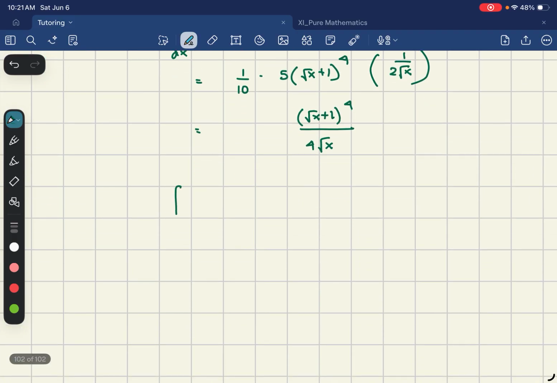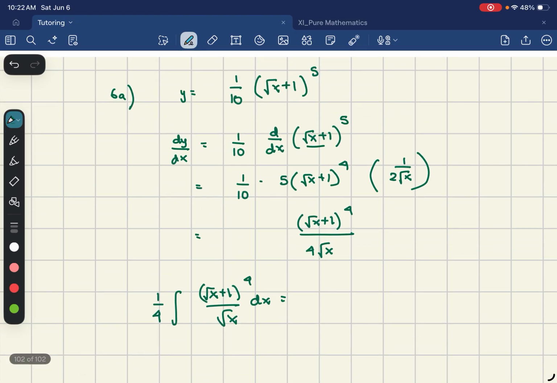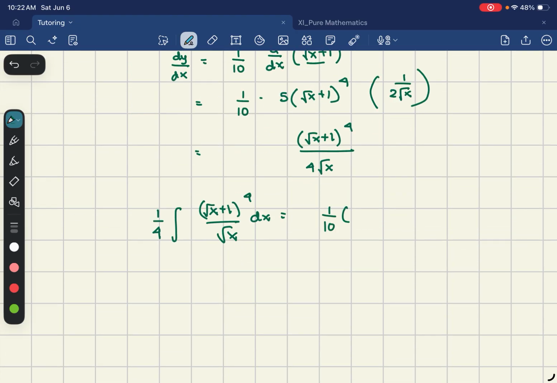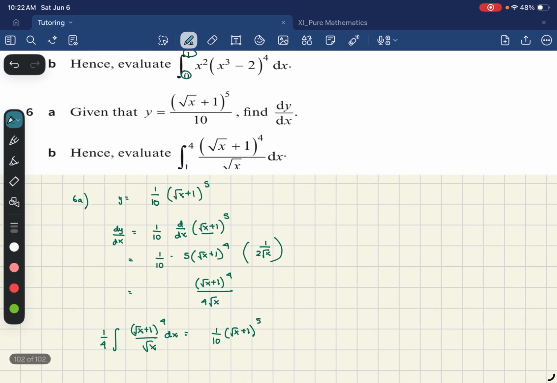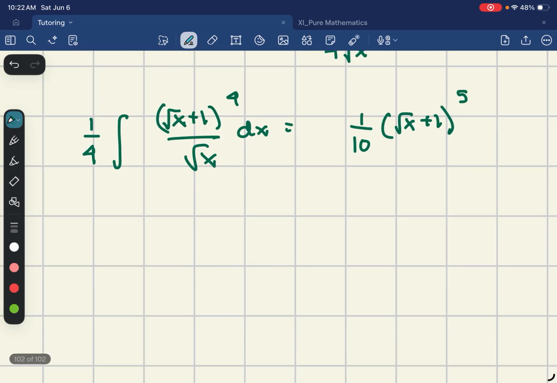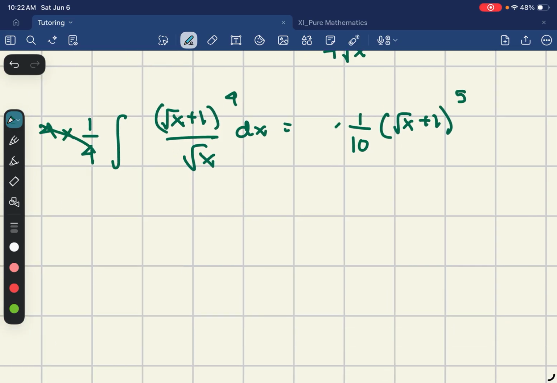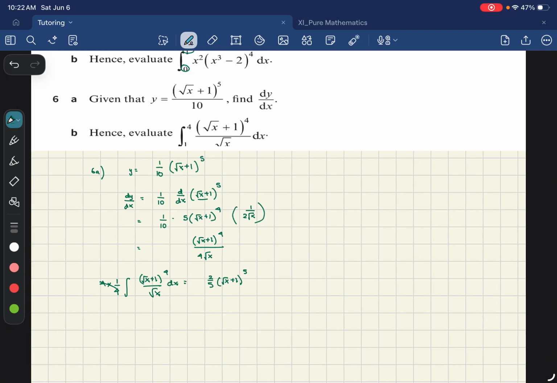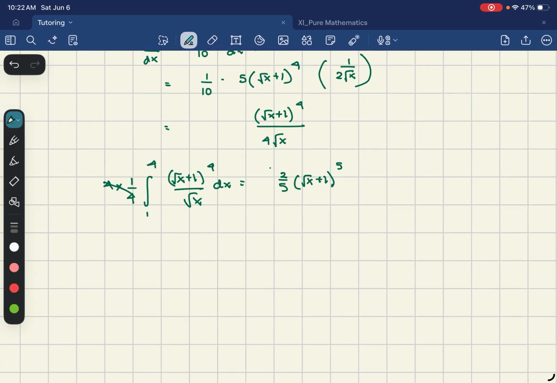So I know that if I integrate this expression, which is 1 over 4 times (square root of x plus 1) to the power of 4 over square root of x dx, I am going to get what I started with, which was this expression, right? Now I don't have 1 over 4 here. I just need to multiply by 4 on both sides so that this cancels out. So I get 4 over 10, which is just 2 over 5, right? And now I need to do the definite integral from 1 to 4, which just means I need to evaluate this from 1 to 4.